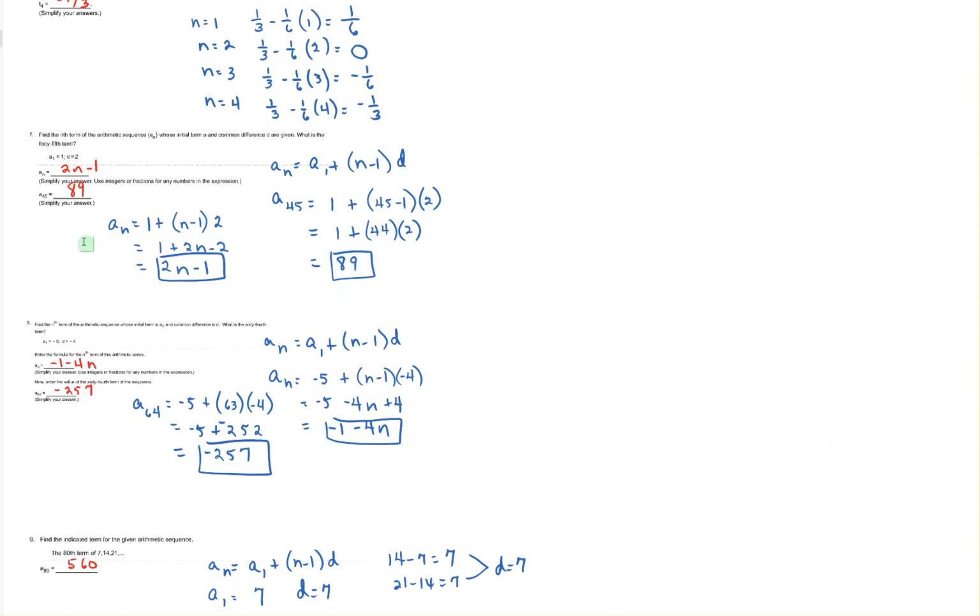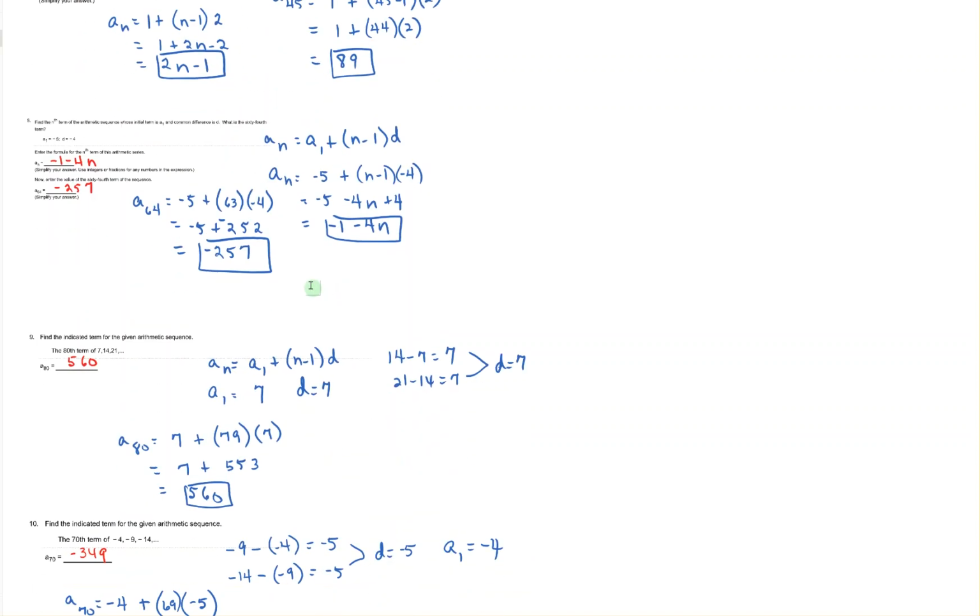And if it wants to know what a sub n is, you're taking this and plugging in your a sub 1 and your d. And so you get 1 plus n minus 1 times 2. Go ahead and distribute that. So you have 2n minus 2, and that becomes 2n minus 1. So you're just cleaning it up. But all you're doing is plugging in what you do know, the a sub 1 and the d.